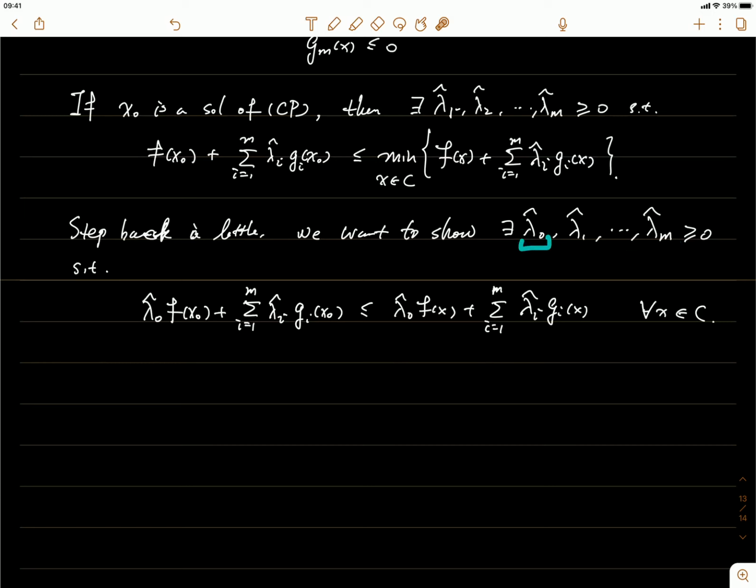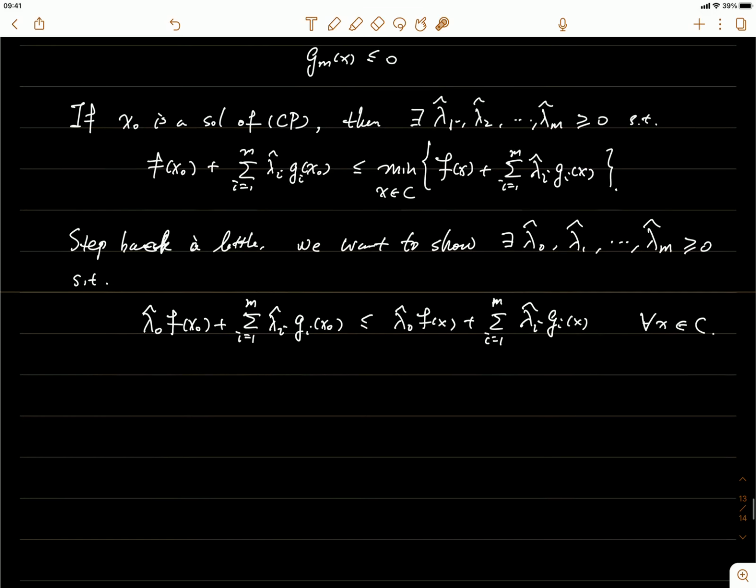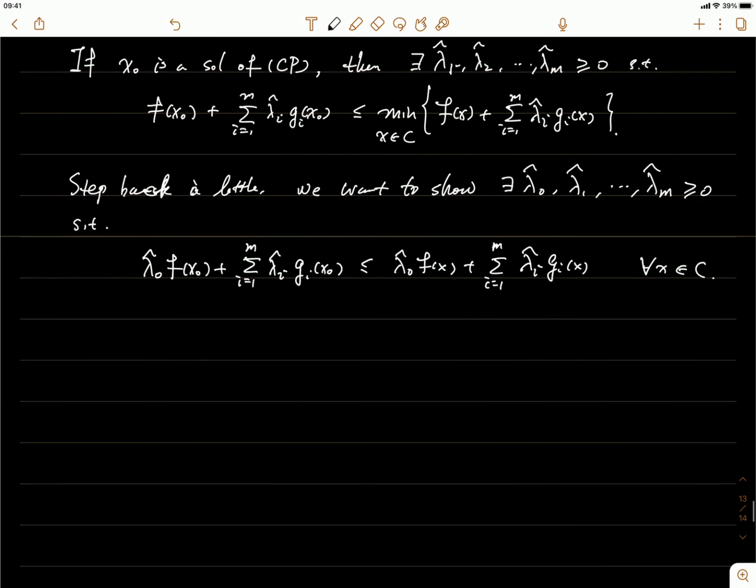And then we will show that lambda naught is strictly positive. In that case, we can just divide both sides by lambda naught and get back to what we are trying to prove here. So that's the plan. How do we show the existence of this?